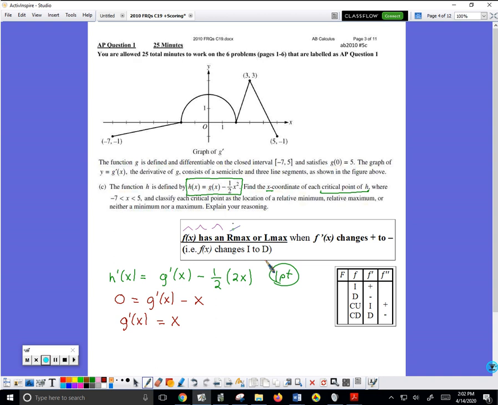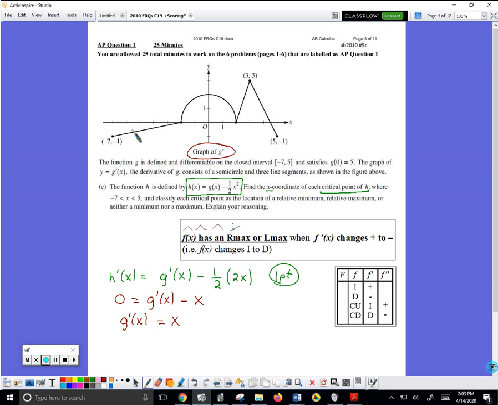So anyway, g prime equals x means somewhere on this graph, the x-coordinate and the y-coordinate are the same, because g prime of x is each and every one of these y-coordinates, because this is the graph of g prime. So over here it doesn't work. Here x is -7 and g prime is -1. They are certainly not equal.